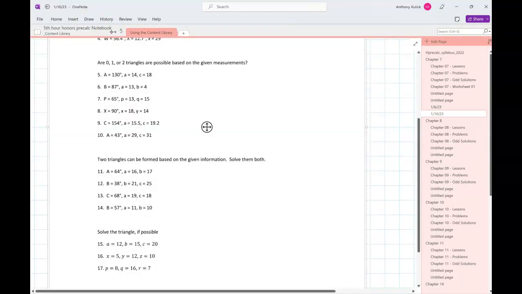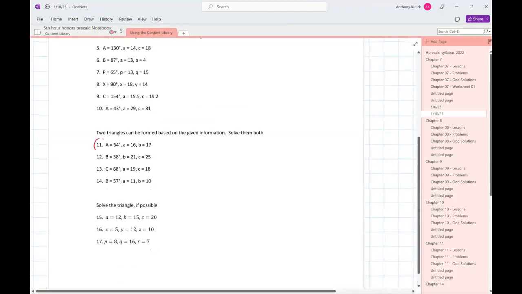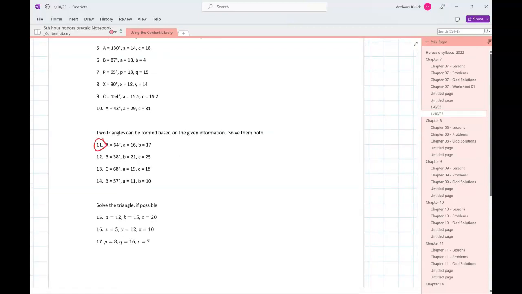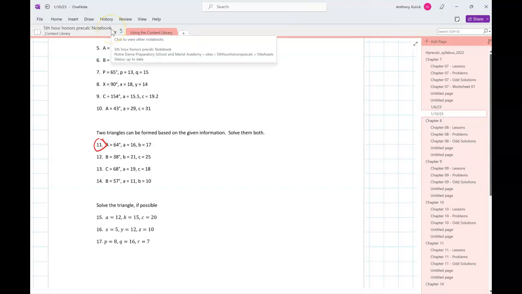So if we look at the directions on number 11, it says that two triangles can be formed. So we already know that this is a two triangle situation just from the direction. I'm going to go through and show you why I know it's a two triangle situation just as some additional review. This part is not necessary to do the problem because you're told there's two triangles, but it's worth going over because it can be kind of tricky.